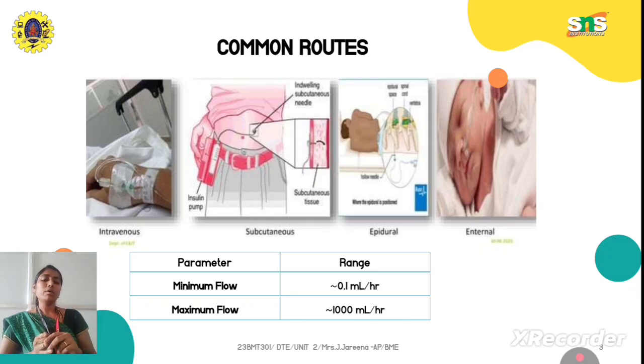So there are two flow rates, from minimum to maximum. One is 0.1 ml per hour, that is the minimum level of flow rate. If you want to fix the maximum flow rate, that is the maximum you can go with, 100,000 ml per hour. Beyond that, you can go with some other devices. So the infusion pump will have the flow rate minimum range to maximum range, that is 0.1 ml per hour to 1000 ml per hour.